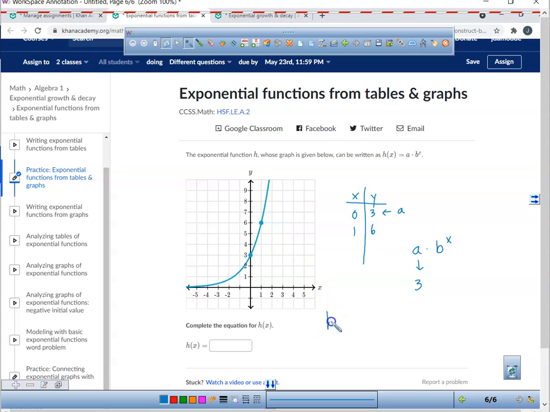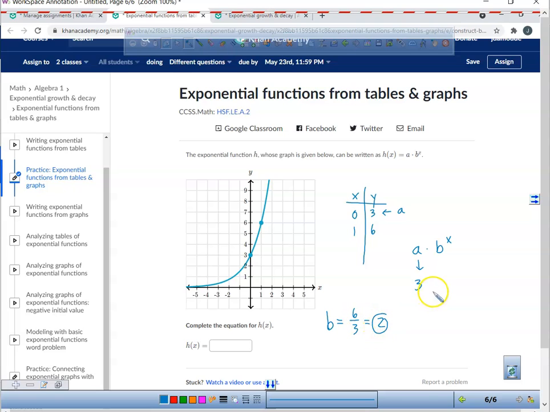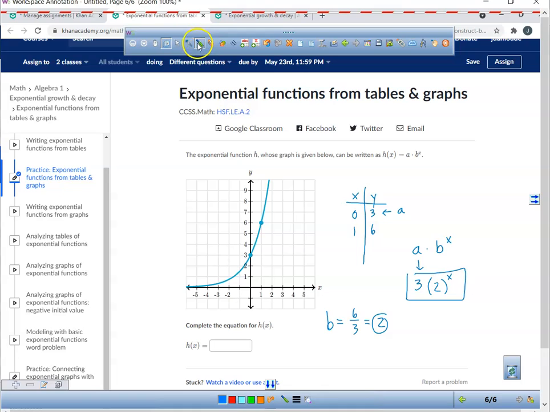How do we find the b value? We take the 6 and we divide it by the 3, and that just becomes 2. Because the simplified version of 6 divided by 3 is 2, which means our common ratio or our growth factor is the number 2. And that's our answer. Remember, it's always this number divided by this number every single time.